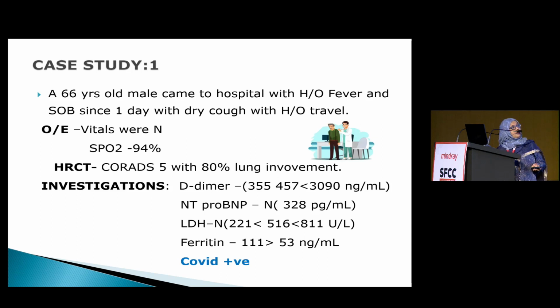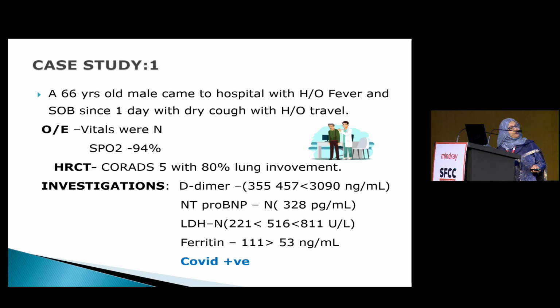So this is one study which we have seen in the second wave of COVID in my hospital, where a 66-year-old male came to hospital with a history of fever, SOB since 1 day, and dry cough, with a history of travel. The vitals were normal on examination, and SpO2 was 94% at room temperature, and HRCT showed CORADS 5 with 80% lung involvement. In this patient, COVID was tested and it was positive.